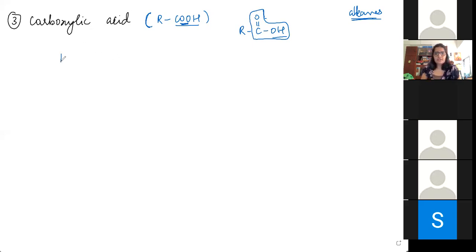The reason why this particular group has an acidic character is because this hydrogen can be let go of quite easily. And the reason for that is there is a resonance in this part of carboxylic acid. So this is what the resonating structures look like. This oxygen, 2 electrons are here forming a double bond, so remaining you have 2 lone pairs, and this oxygen has 2 lone pairs, right?